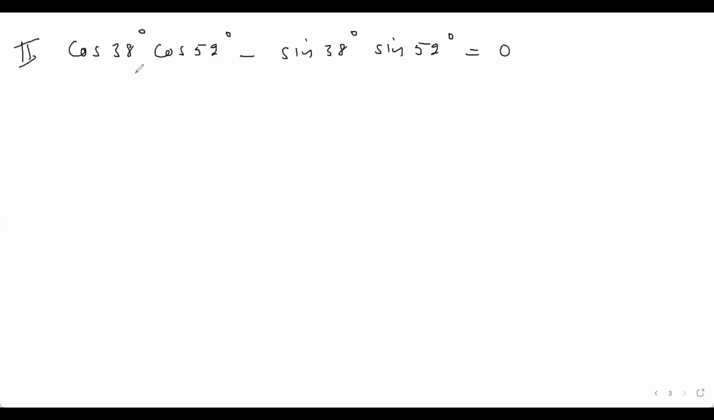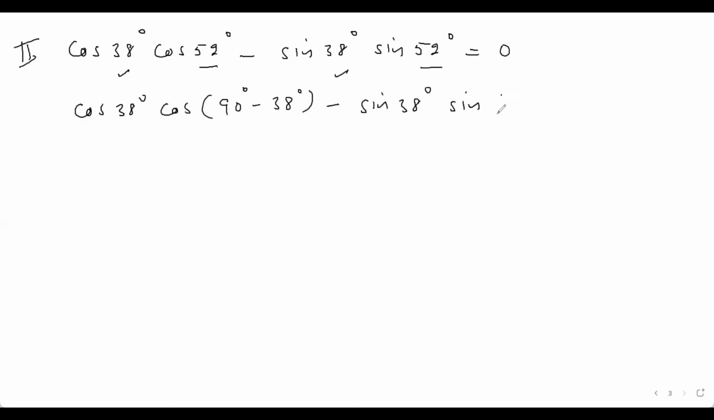Now on both sides, either change 52 degree here and 52 degree here, or you change 38 degree here and 38 degree here. So I'm going to change for 52 degree. So this is cos 38 degree, change this. So cos 52 degree can be written as 90 degree minus 38 degree. So instead of 52 degree, I can write 90 degree minus 38 degree. So this is sine 38 degree. Sine 52 degree can be written as 90 degree minus 38 degree.